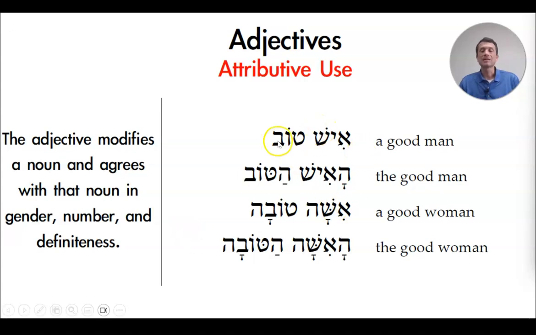So if you see an adjective like tov, and it agrees in gender, number, and definiteness with the word it modifies, ish, and it comes after, you translate it like an adjective, a good man. This is man good, a good man.